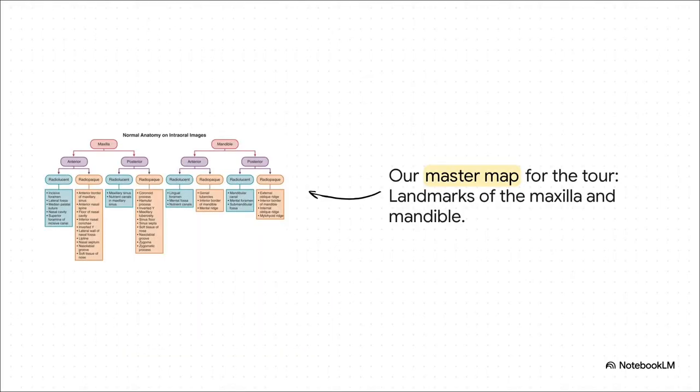All right, now that we have our decoder key, this is our map for the journey. Don't worry about all the little details on here. We're just going to use this to navigate the key landmarks of the upper and lower jaw. And we're going to start with the upper jaw, which is called the maxilla.